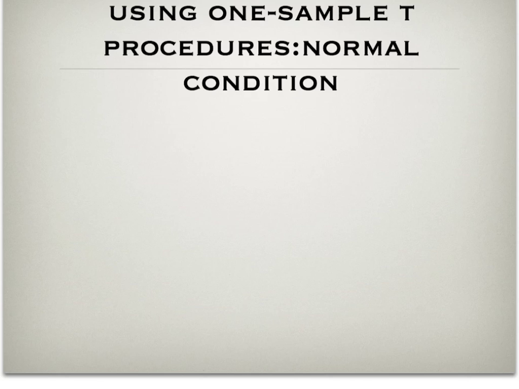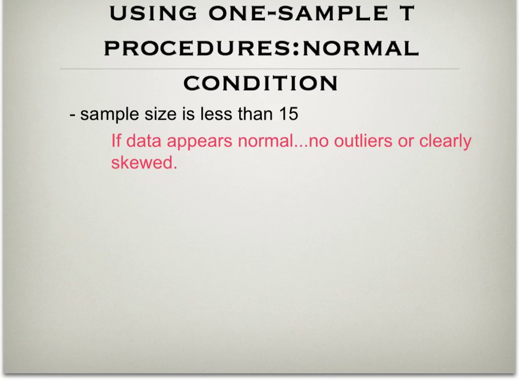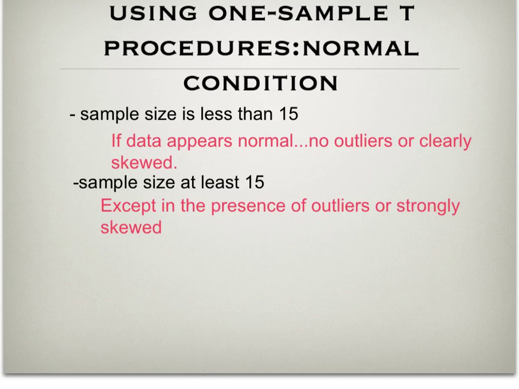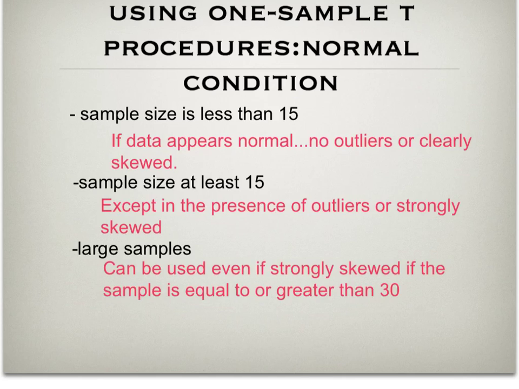Now, when should we use a one-sample t-procedure? We can use a one-sample procedure if the sample size is less than 15, but only under the condition that the data appears normal and there's no outliers and it's clearly not skewed. Now, if the sample size is at least 15, we can use one-sample t-procedures except in the presence of outliers or strongly skewed. And with large samples, this procedure can be used even if strongly skewed, as long as the sample size is equal to or greater than 30.